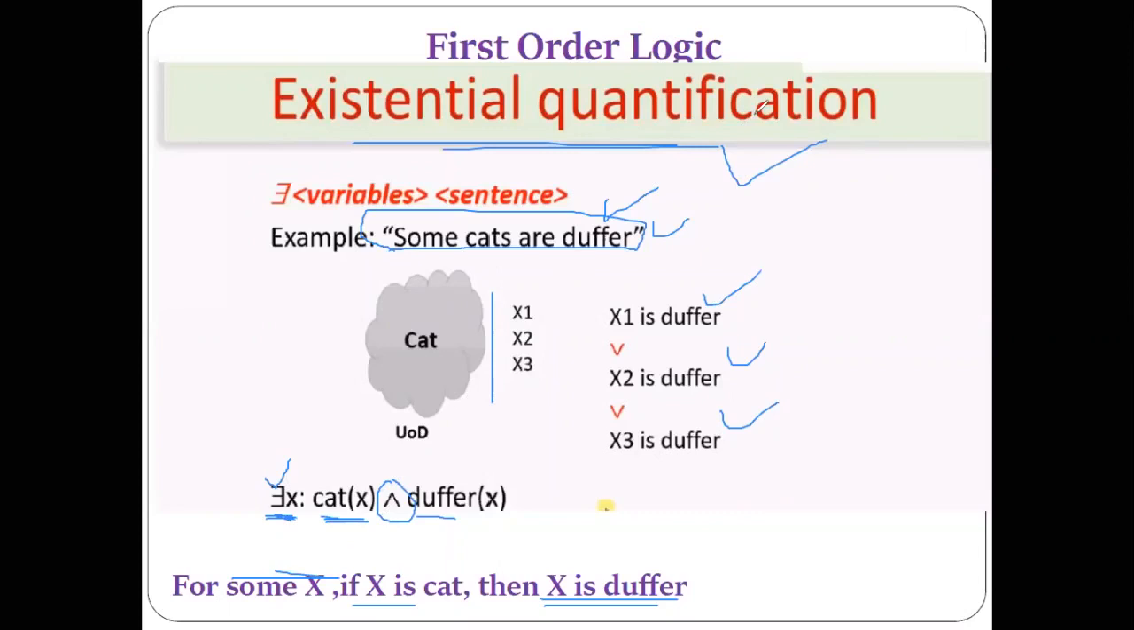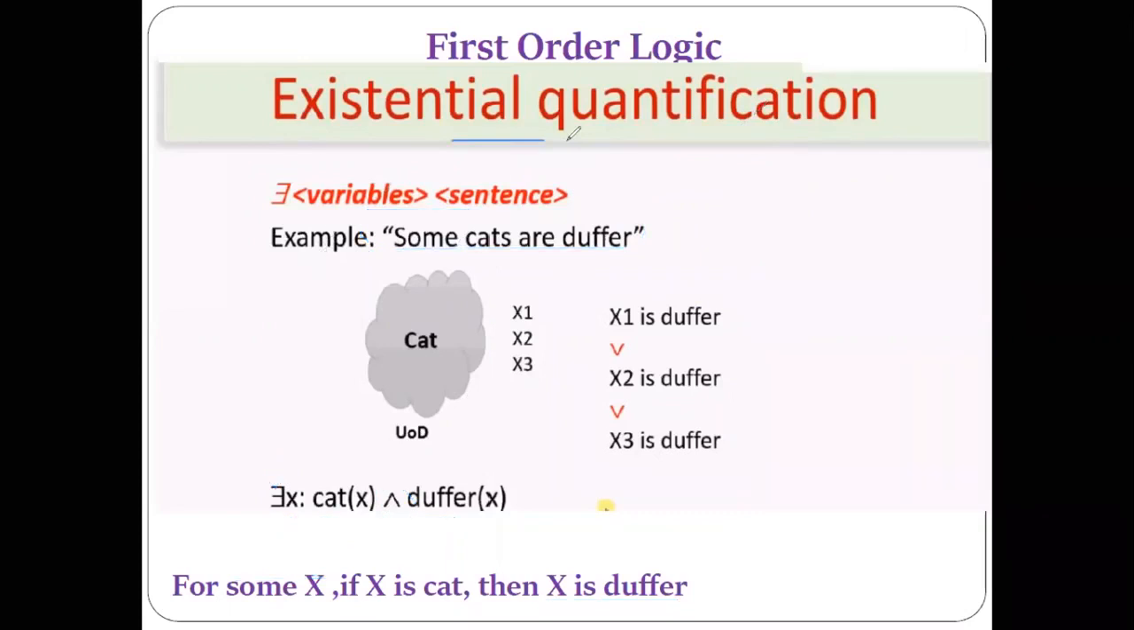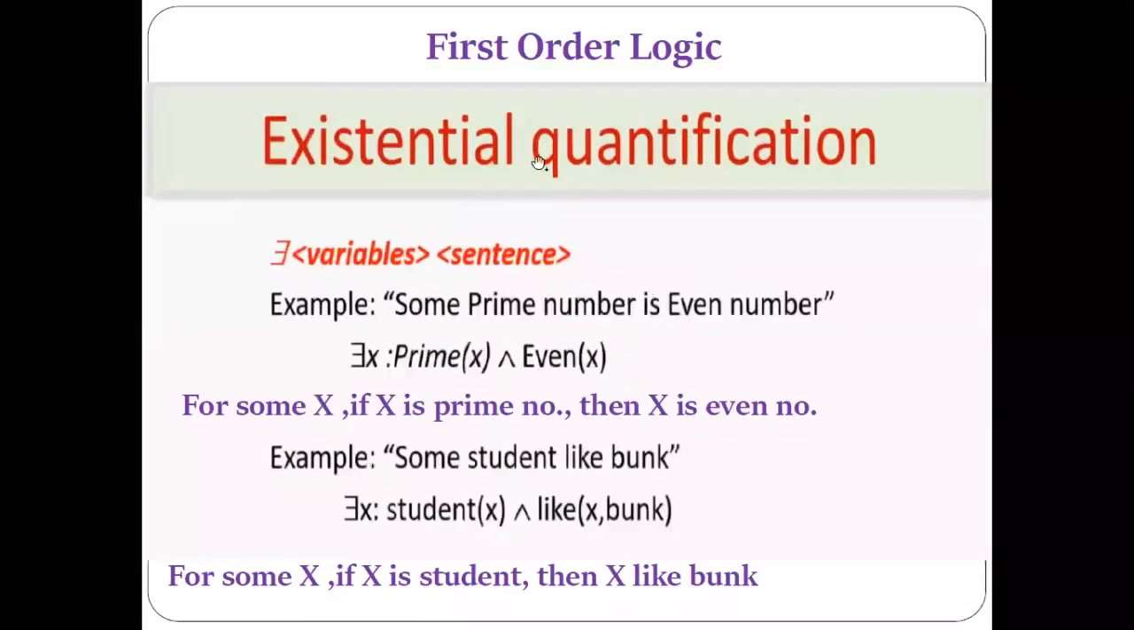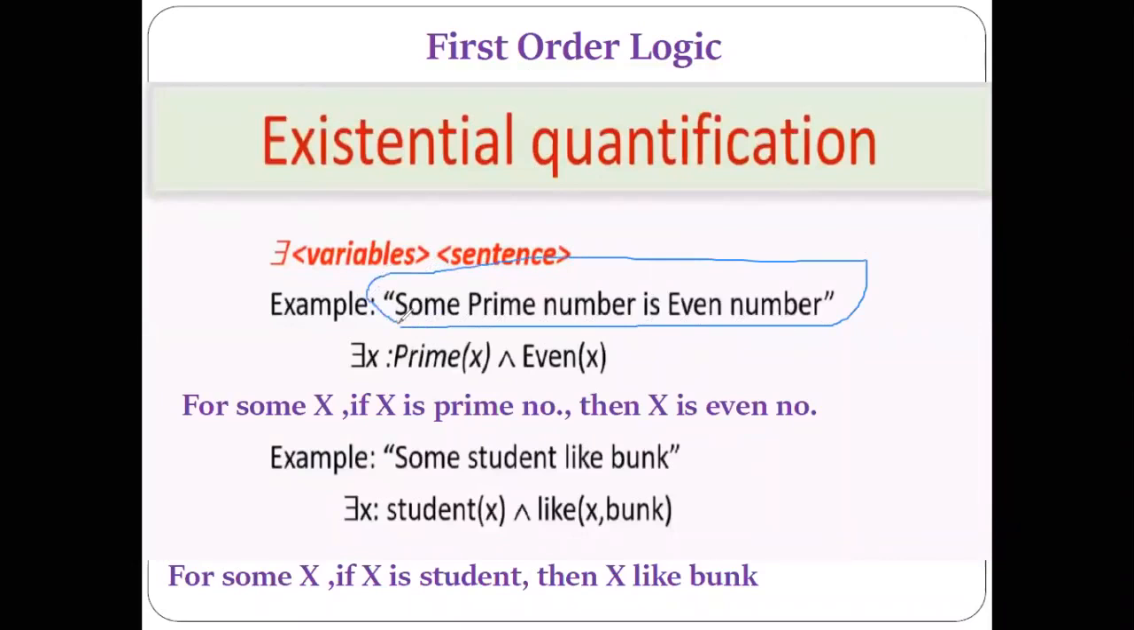Understood? The same example we have seen regarding the existential quantifier in a different approach. Instead of all, here some is mentioned. And when some, at least, this kind of words are there, then we have to utilize the existential quantifier and this kind of symbols. For some X, if X is a cat, then X is a duffer. Let's see one more example related to this. Some prime number is an even number, or some prime numbers are even numbers.